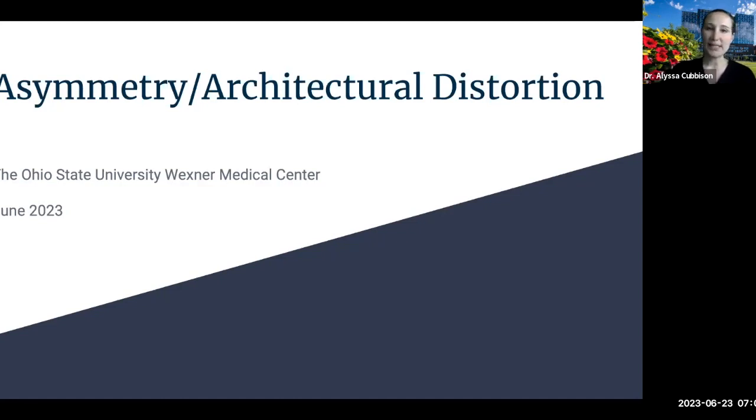I am discussing asymmetry and architectural distortion today. These are mammographic findings, for those of you that haven't had too much experience in the world of breast imaging. These are very common findings that we see on mammogram. Asymmetries and architectural distortion are often reasons that our patients are called back from a screening exam. So we'll go over a little bit what to expect from both of them and then how to work these findings up.